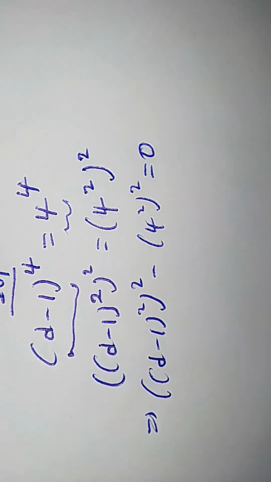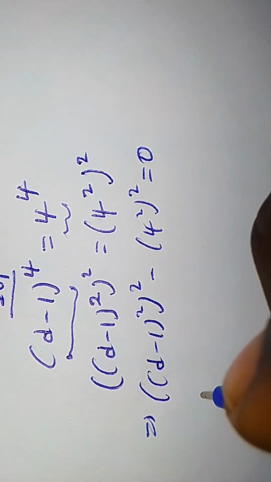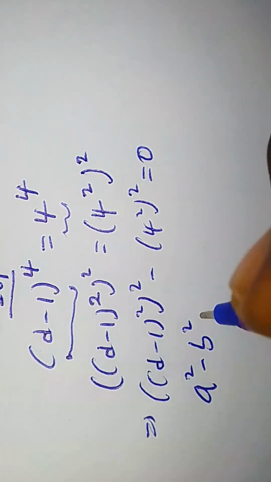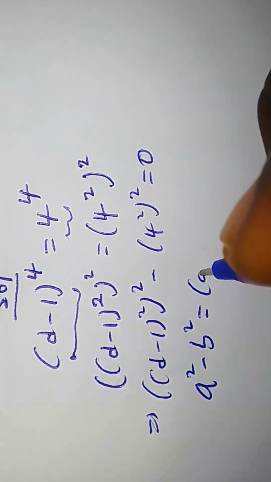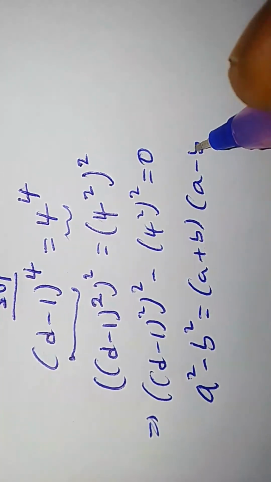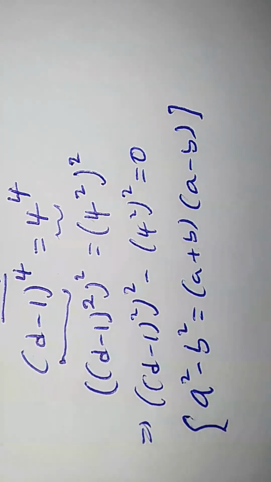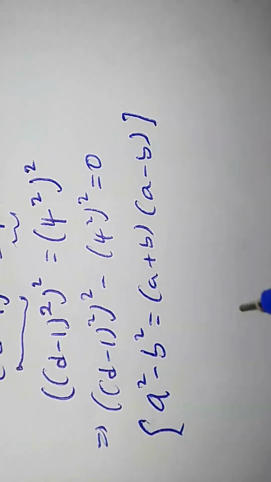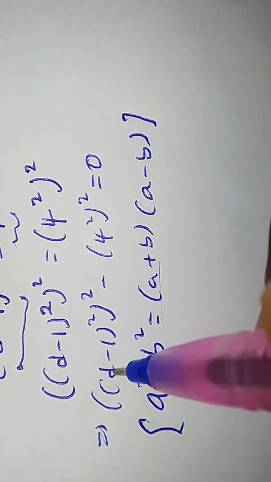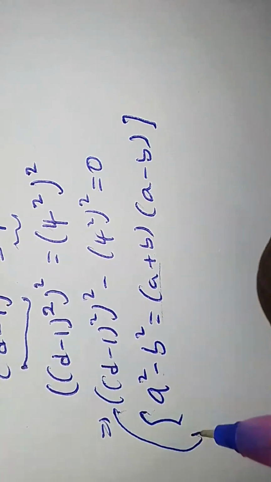At this stage, let us recall the difference of two squares. It says a^2 - b^2 is equal to (a + b)(a - b). Take note of this identity, very important. Now, let's apply this identity to the left hand side.